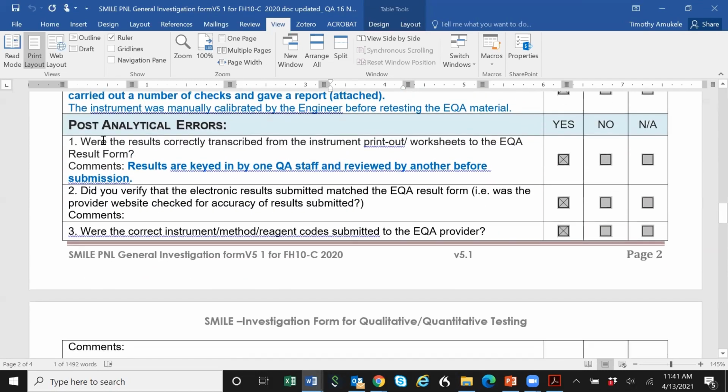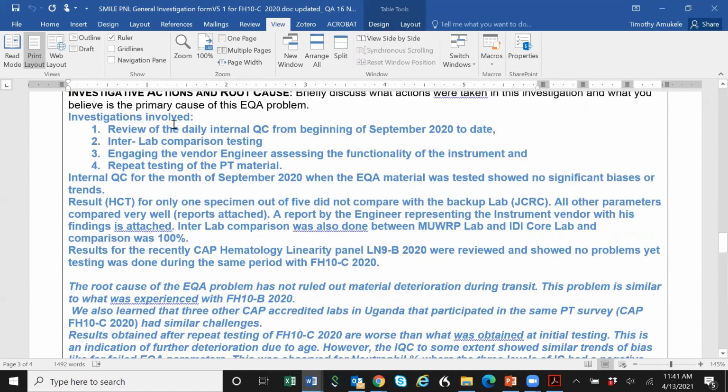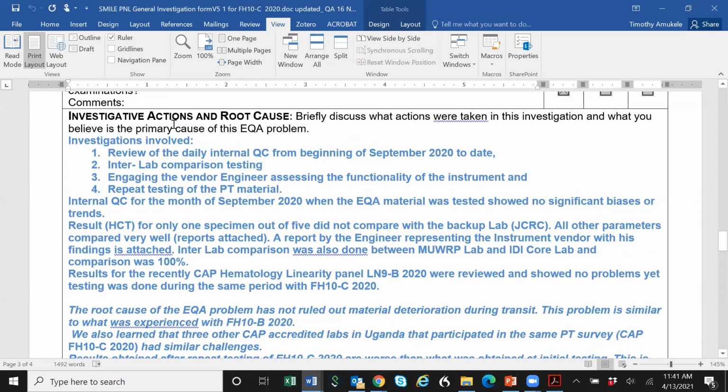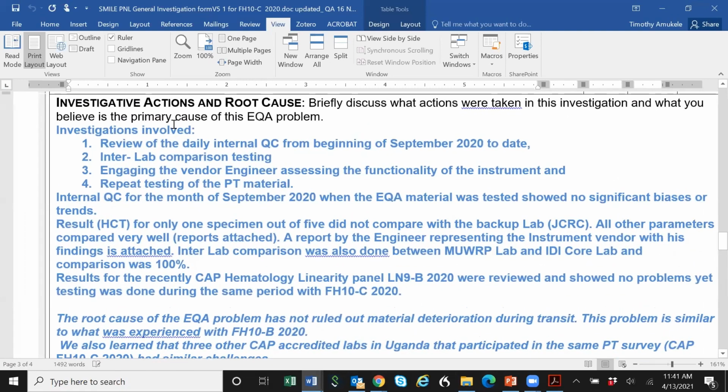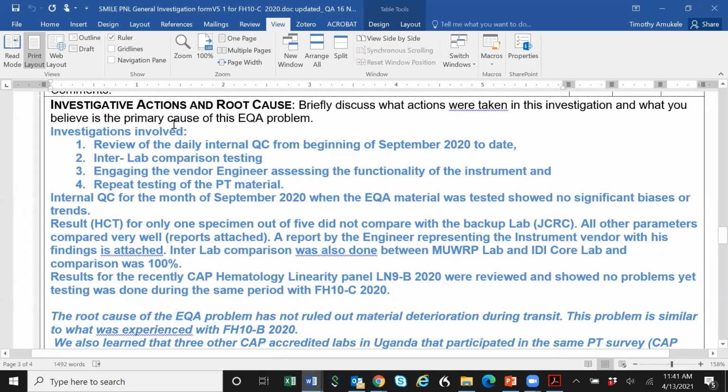Then it talks about post-analytical errors. Was it a transcription error? Their comments are, results are keyed in by one staff member and reviewed by another before submission. So this is saying that it's likely not a transcription error. And so we go on, and this is the investigative actions and root cause. I'm showing you this to show that this is a real investigative report. This is a standard we maintain, and this can be done. It just makes your whole lab better and operate at a much higher level.